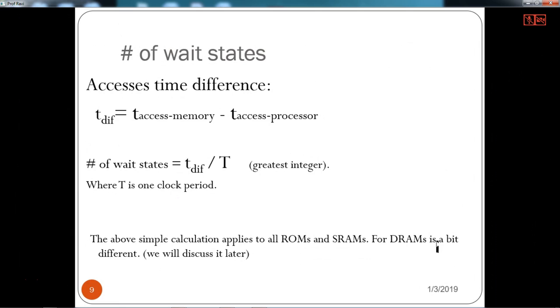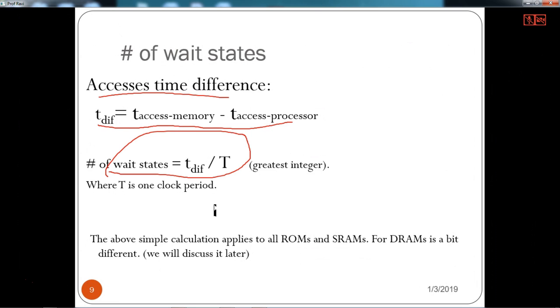So how many wait states need to be added into the read cycles? If you look at the access times, the difference is T access of memory minus T access of the processor. Those many cycles the processor has to wait. So the number of wait states is T difference divided by T.